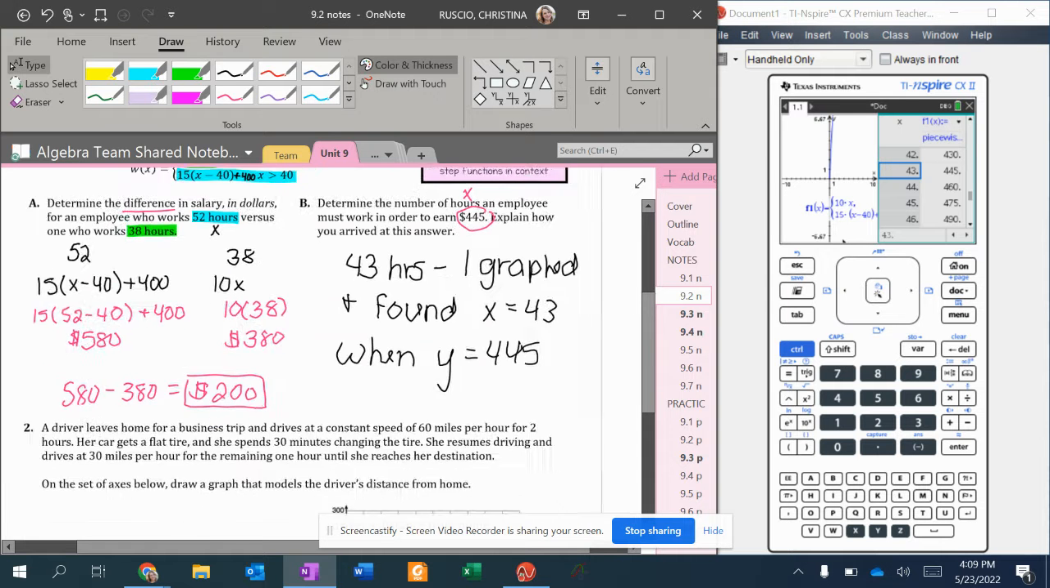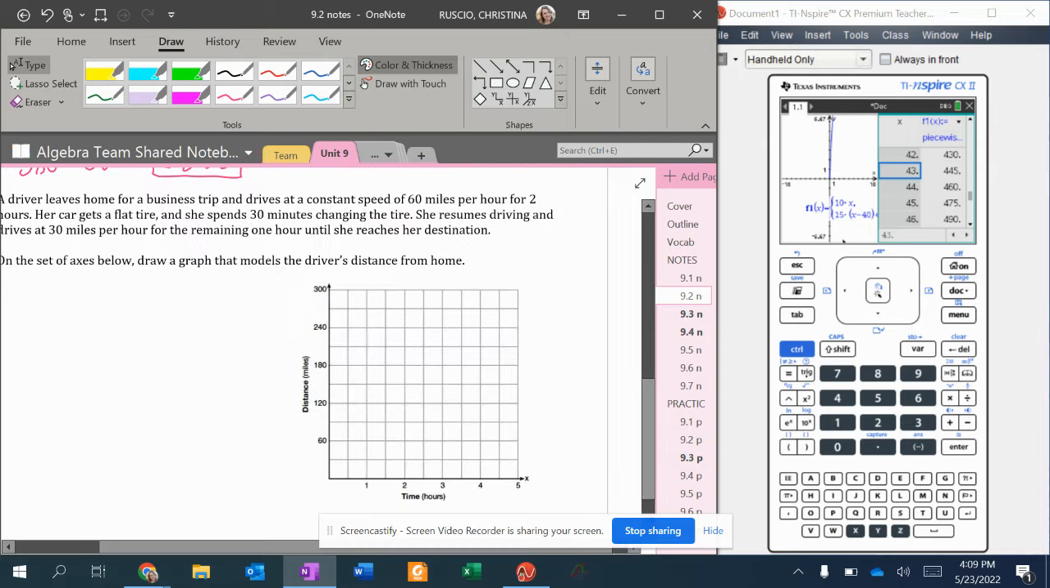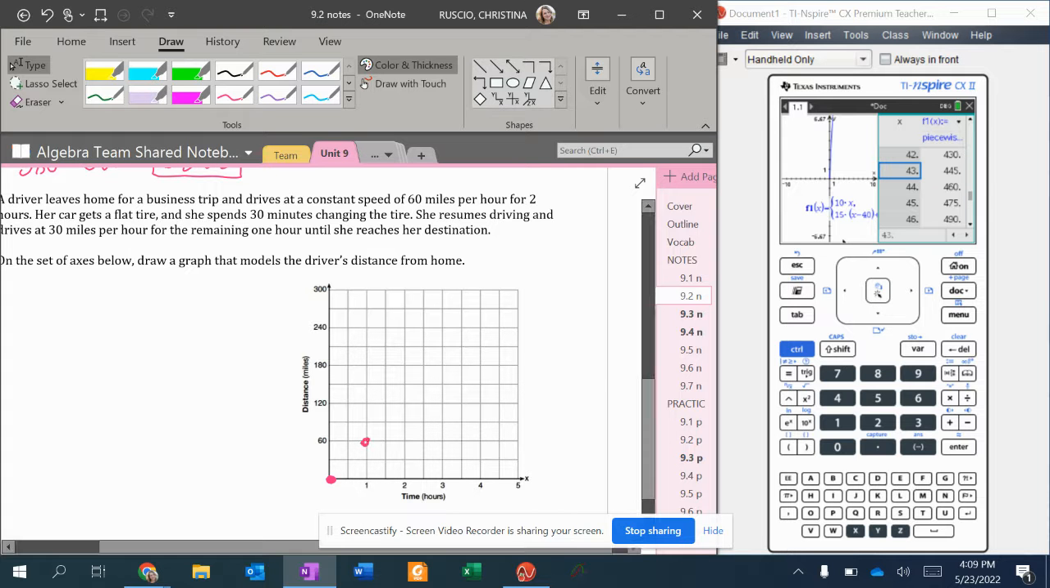Perfect. Okay, number 2. A driver leaves home for a business trip and drives at a constant speed of 60 miles per hour for 2 hours. Okay, so right away at the beginning, if there's 0 time traveled, they're not going anywhere, right? So 0, 0. And they're going to drive at a constant speed of 60 miles per hour. So 60 miles for every hour for 2 hours. So 1 hour, 2 hours that's happening for. Okay, I'm going to connect those with a straight edge.